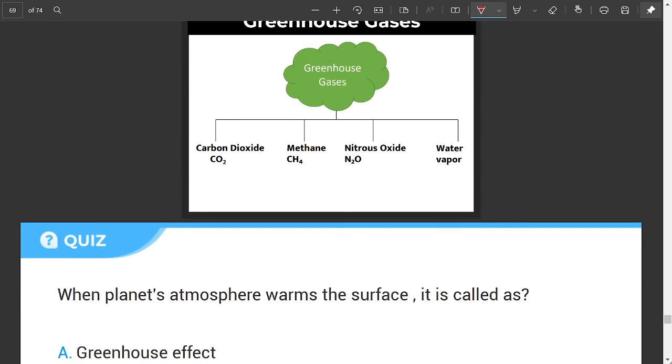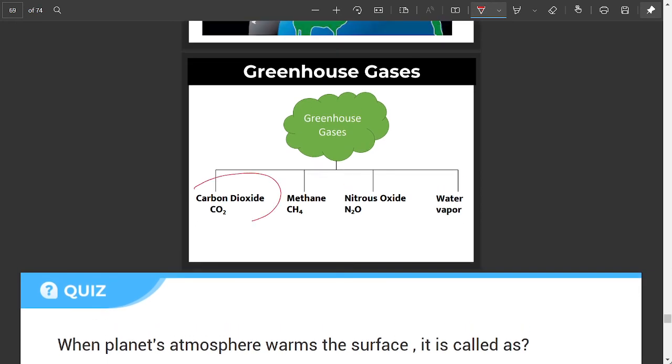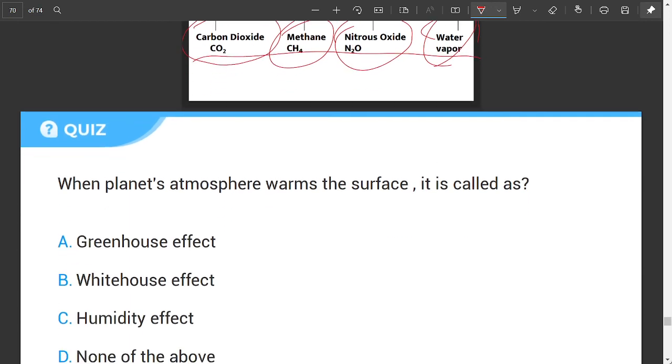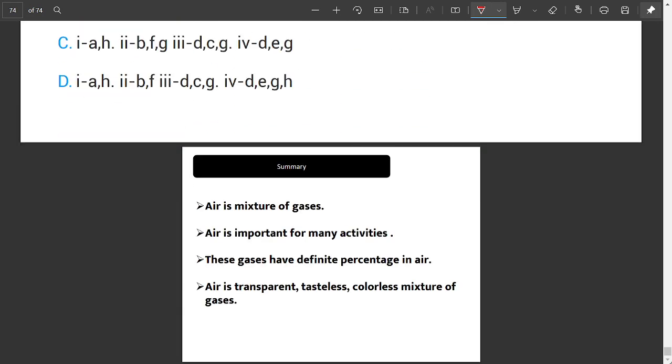So I already told you. Greenhouse gases are carbon dioxide, methane, nitrous oxide, and water vapor. You can learn their short forms too. You can get more marks by this.